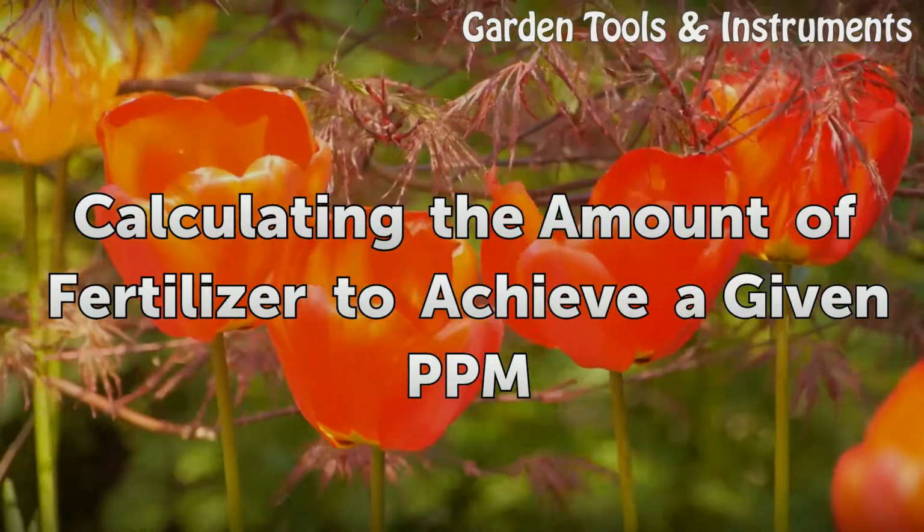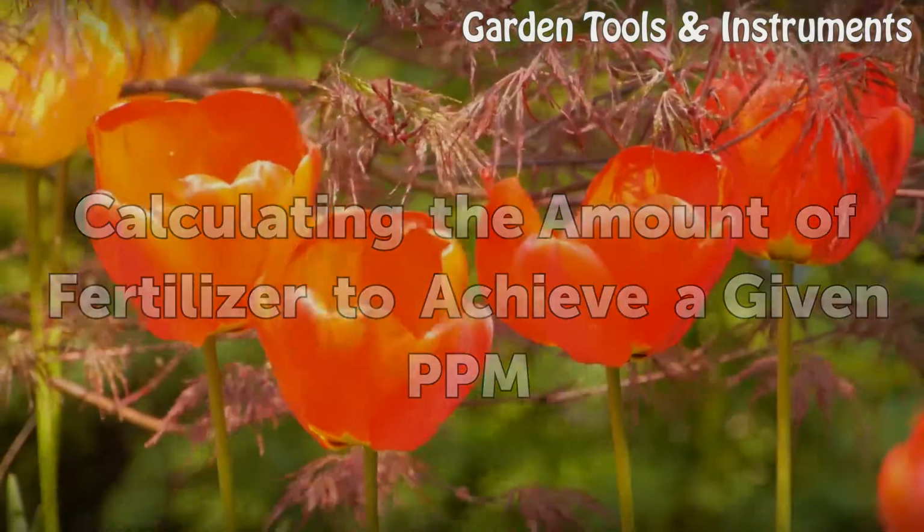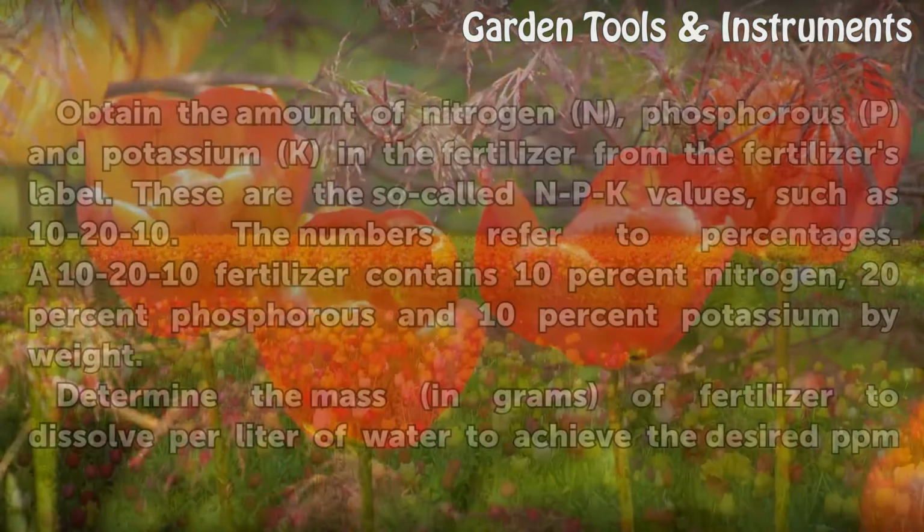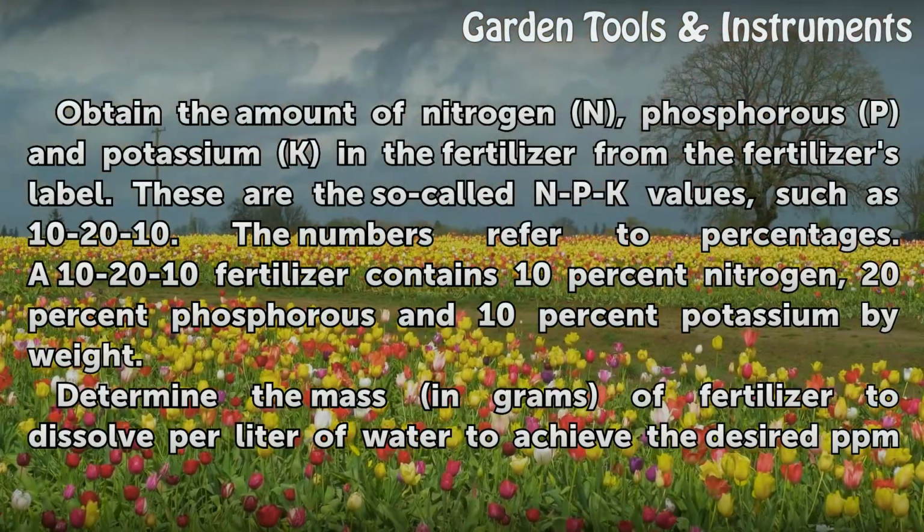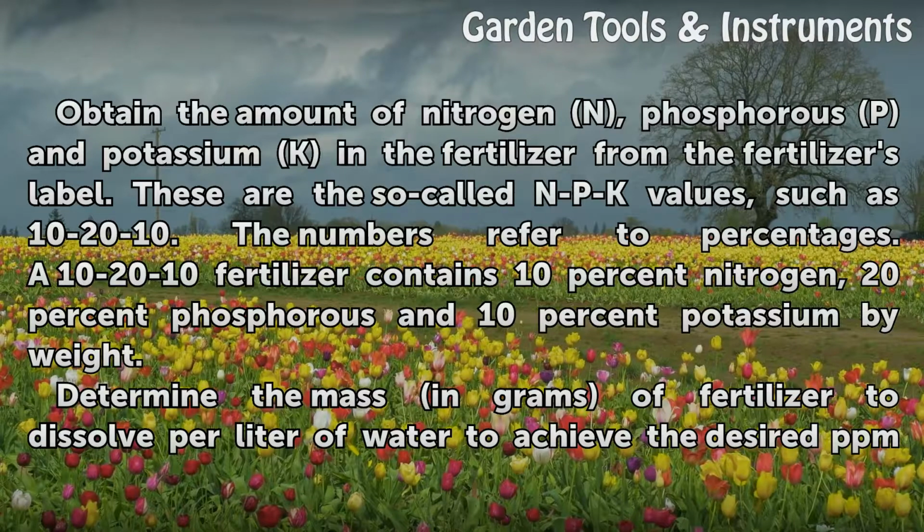Calculating the amount of fertilizer to achieve a given ppm. Obtain the amount of nitrogen (N), phosphorus (P) and potassium (K) in the fertilizer from the fertilizer's label. These are the so-called NPK values, such as 10-20-10. The numbers refer to percentages. A 10-20-10 fertilizer contains 10% nitrogen, 20% phosphorus and 10% potassium by weight.